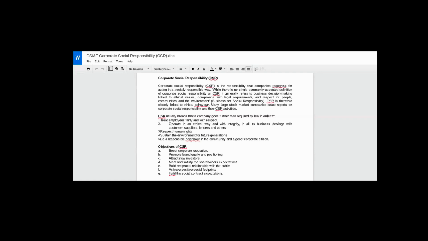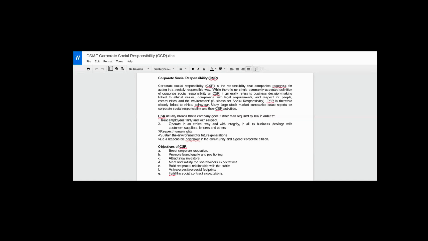So CSR refers to the company's spirited effort that makes them go further than required by law in order to, one, treat employees fairly and with respect. That is the missing link. A lot of people in the past felt that CSR only refers to the responsibility to external people, maybe the host community and what have you. No, CSR equally covers your responsibility to your employees.